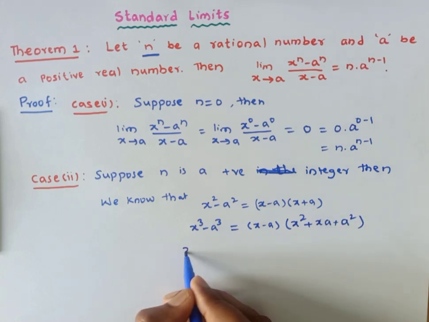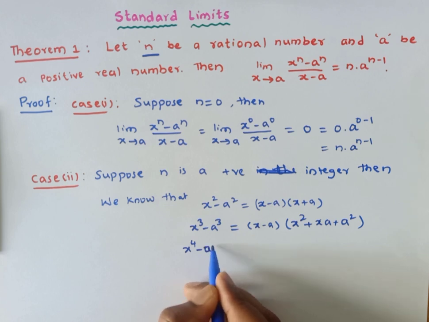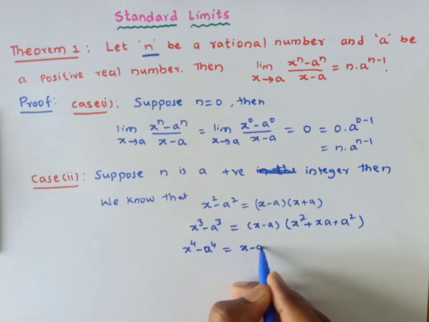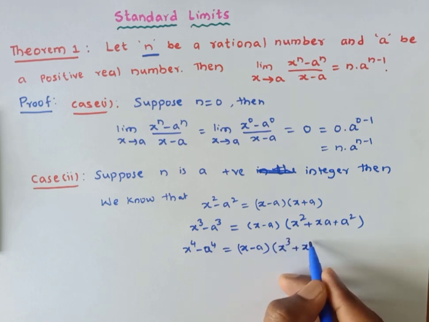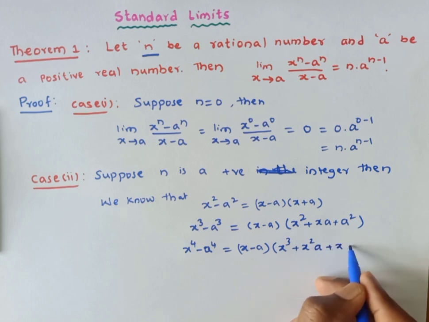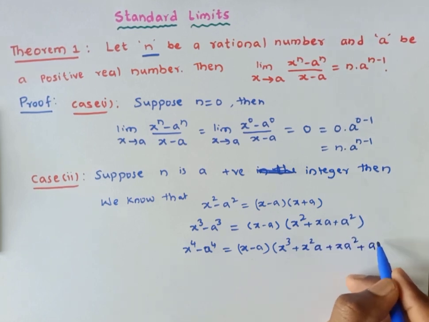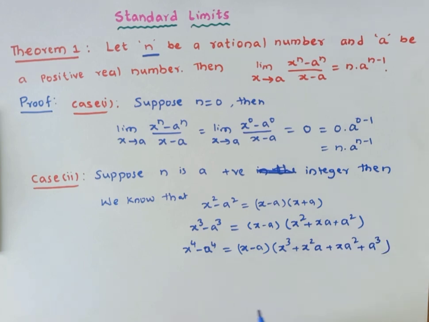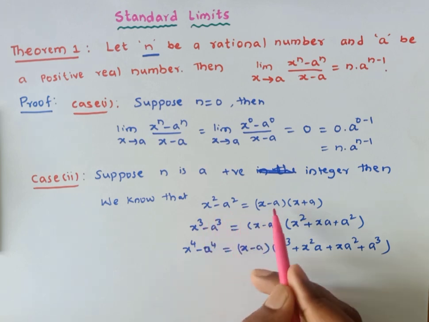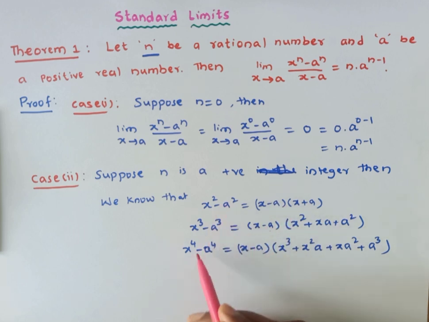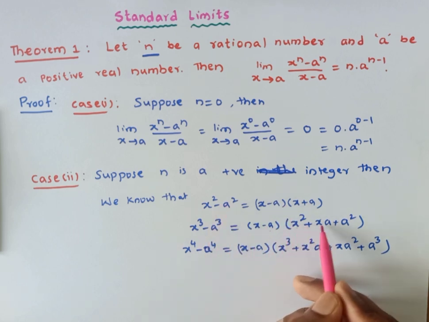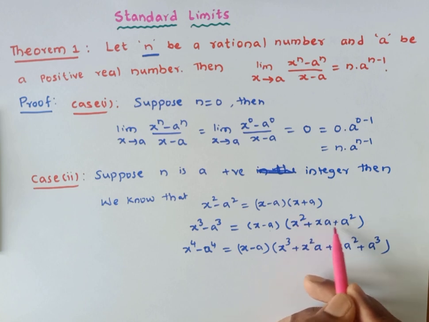Like this. Now if it is x to the power of 4 minus a to the power of 4, this is x minus a times x to the power of 3 plus x square into a plus x into a square plus a to the power of 3. Similarly you can write x to the power of 5 minus a to the power of 5 also. Here you can observe the things. x square minus a square is x minus a into x plus a, and x cube minus a cube. So x minus a is common for all the expressions. Now see here, you can observe the next expression: x square plus x into a and a square.